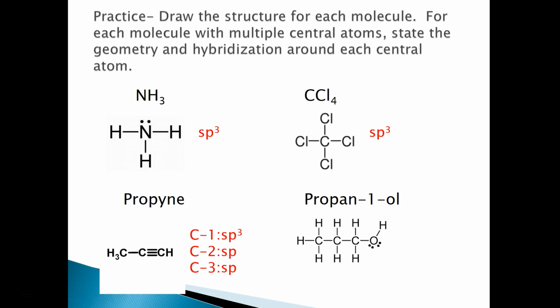Now, propan-1-ol has 4 central atoms, 3 carbons and 1 oxygen. So if we look at them one by one, we see these 3 carbons will all have a tetrahedral geometry. And each one has 4 electron domains, so each one will have sp3 hybridization. Now this oxygen atom here has 2 bonds and 2 lone pairs, which means that it is in the bent shape. But because it has 4 electron domains, it will also be sp3 hybridized. I don't know why I have so much trouble with that word.